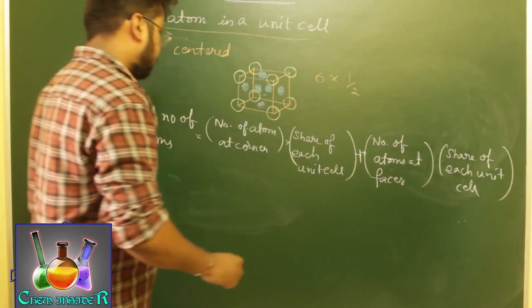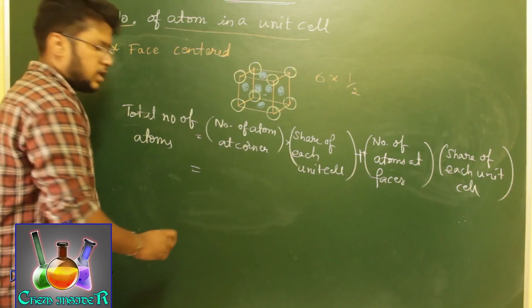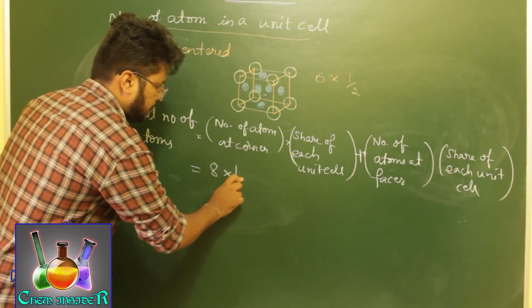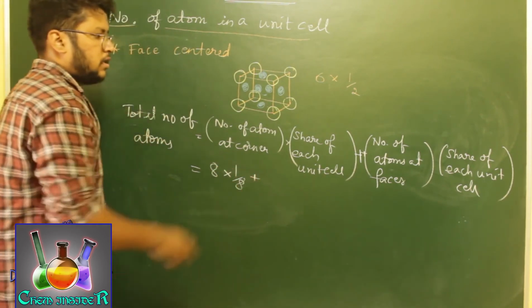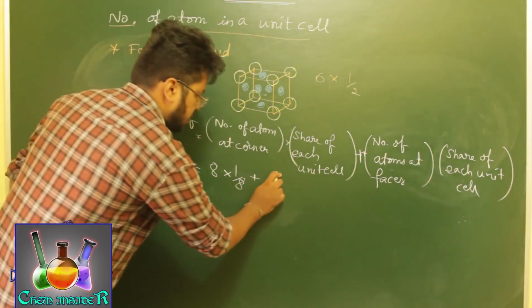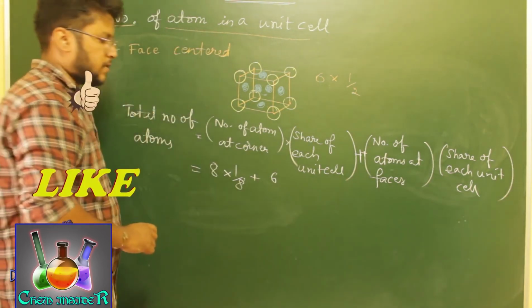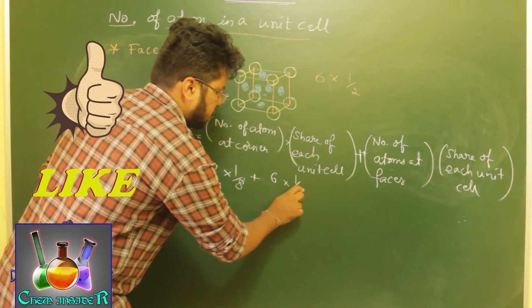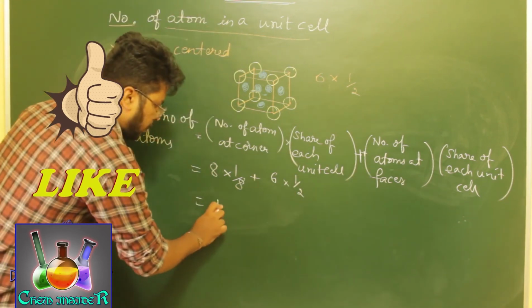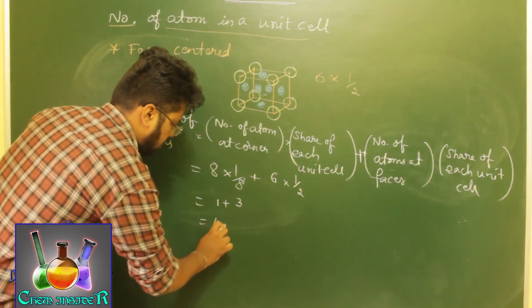So therefore, the number of atoms at the corners are 8 into 1 by 8 plus number of atoms at the faces. We have 6 atoms at 6 faces. Share of 1 unit cell is half. Therefore, 1 plus 3 giving us 4 atoms.